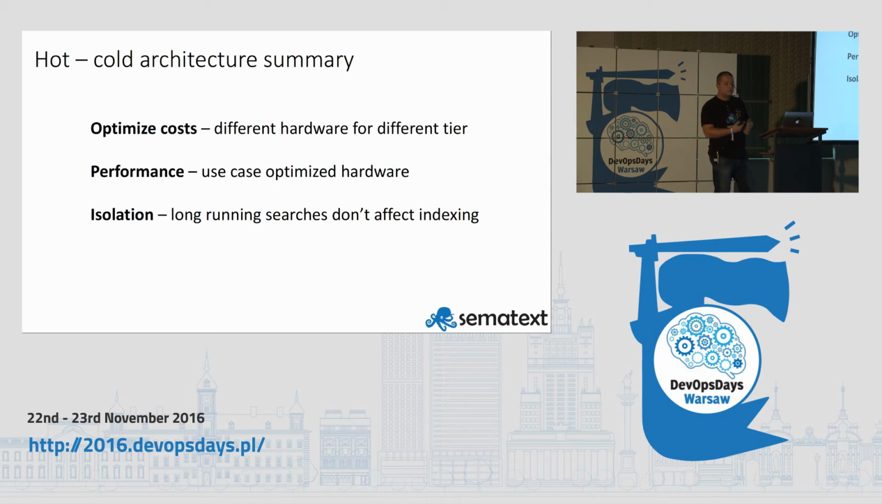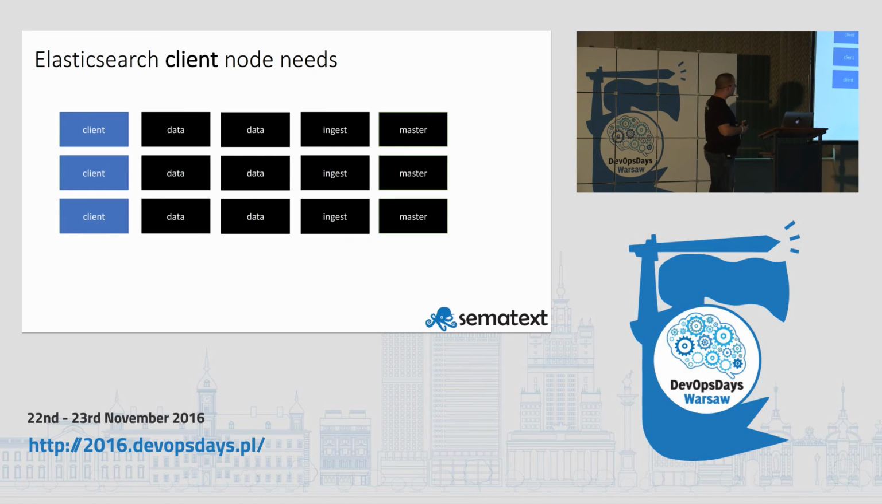What do we gain from that? We optimize costs, that's for sure, because we can choose different hardware. We have better performance because we can optimize one or multiple hot nodes for indexing and searching, and we isolate the long-running searches so they do not interfere with the indexing operations, which is, again, something good, because we don't want our management to come and say, hey, something is not working, the queries are running for more than 5 seconds. So, again, nice thing.